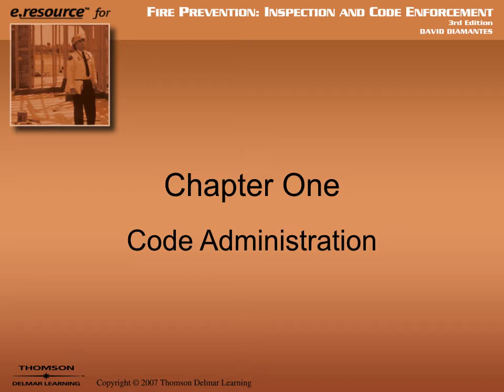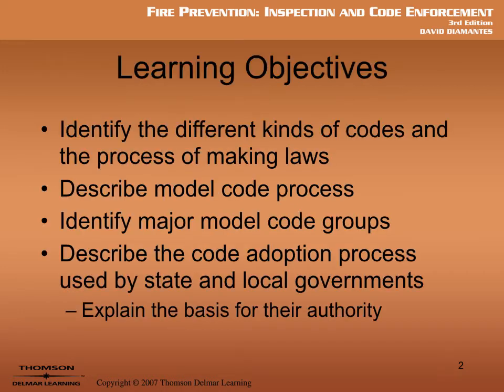Back in government class, what was that, your senior year? I don't know, not exactly the favorite, but it is important to understand. So what we're going to look at today is identify the different kinds of codes and the process of making laws. We're going to describe the model code process, identify the major model code groups, and describe how they get that and how it's used by state and local governments and their authority.